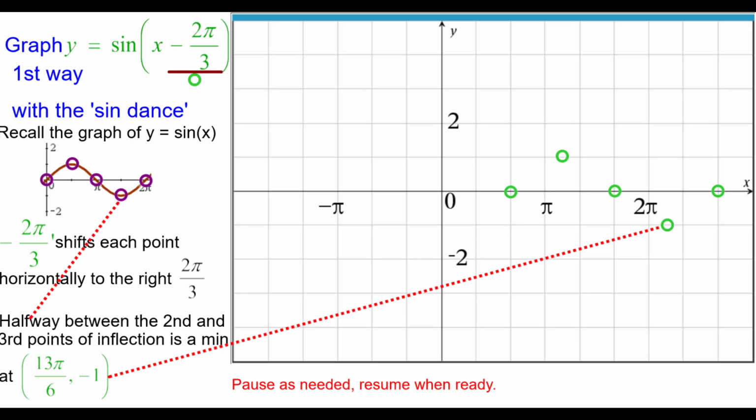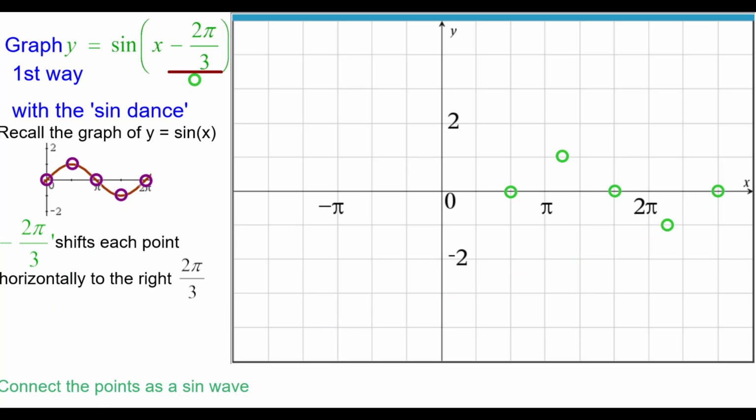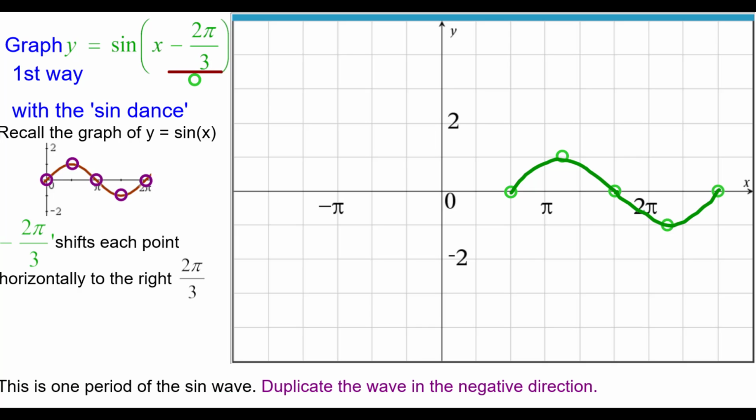Pause as needed. Connect the points as a sine wave, so we have concave down, then concave up. This is one period of the sine wave. We need to duplicate the wave in the negative direction to the left. So we'll go back 2 pi, the period, from that point, back 2 pi from the max, back 2 pi from that next point of inflection, and then back 2 pi from the minimum. Again, connect the points as a sine wave, frown, then smile.